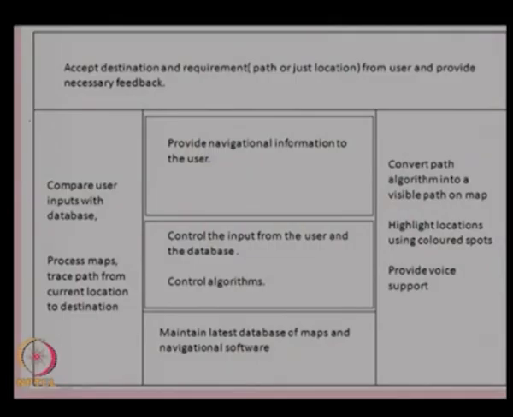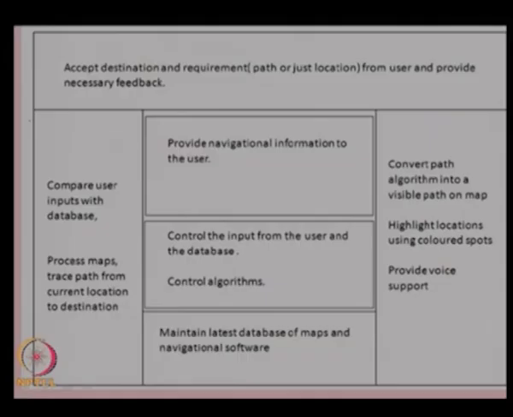This is the input data processing. Based on the input data, it will process the input from the user and the database using a control algorithm. It will search for the output, and that output will be provided to the customer through output processing: convert the path algorithm into a visible path on the map, highlight locations using colored spots, or provide voice support, and that will be provided as output. Apart from this, it will maintain the latest database of maps and navigation software, and check the health condition of the system also.